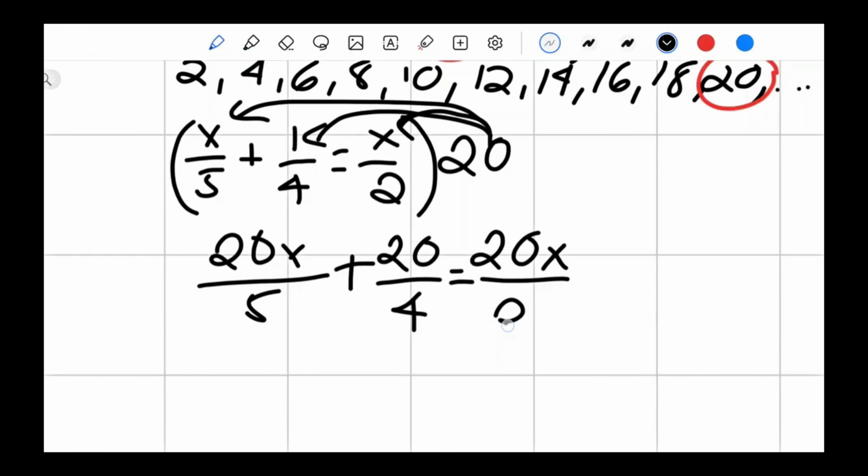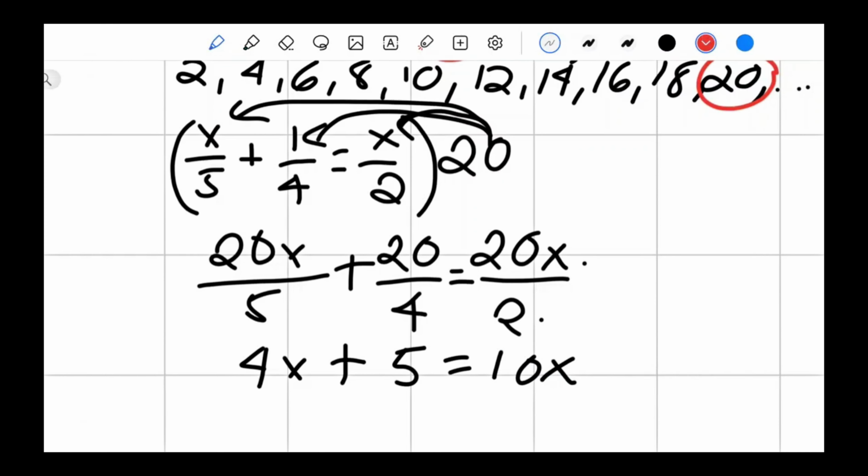Copy the denominator. After that, we will divide the numerator and the denominator. So 20x divided by 5 is 4x. Copy the plus sign. 20 divided by 4 is 5. Copy the equal sign. So 20x divided by 2 is 10x.